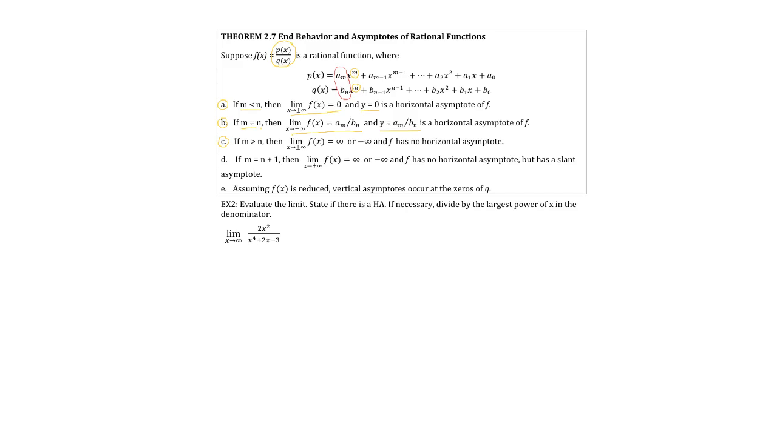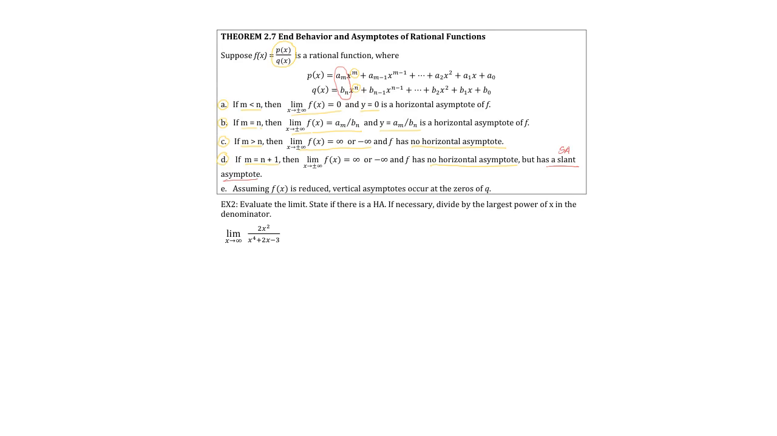Property C says that if the degree on the top is larger, then the limit's going to be negative or positive infinity, and there is no horizontal asymptote. There is a special case where if the top is 1 more than the bottom, there's still no horizontal asymptote. However, there is a slant asymptote. So I'm going to use SA for slant asymptote.